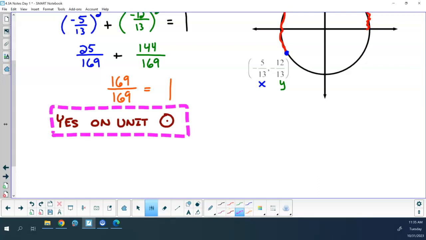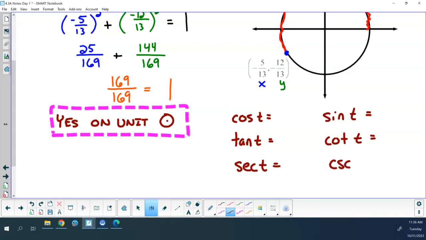So since it is, we were asked then to find the 6 trig functions. Well, we've got cosine of t, sine of t, tangent of t, cotangent of t, secant of t, and cosecant of t. Cosine. What was cosine? Looking in your notes. Cosine was x. So the cosine of this point is what? What's the x part of this point? Negative 5/13.